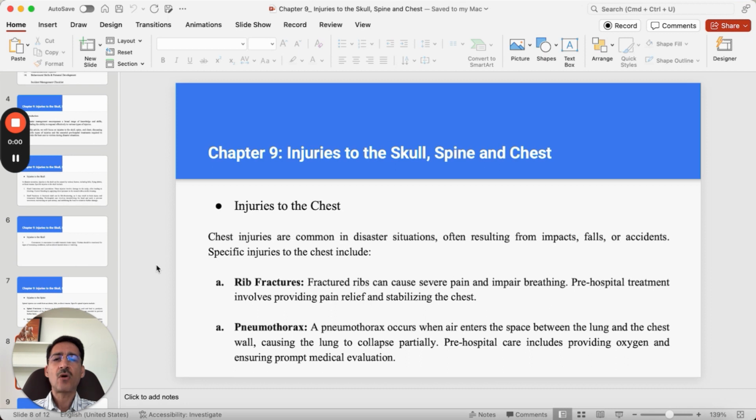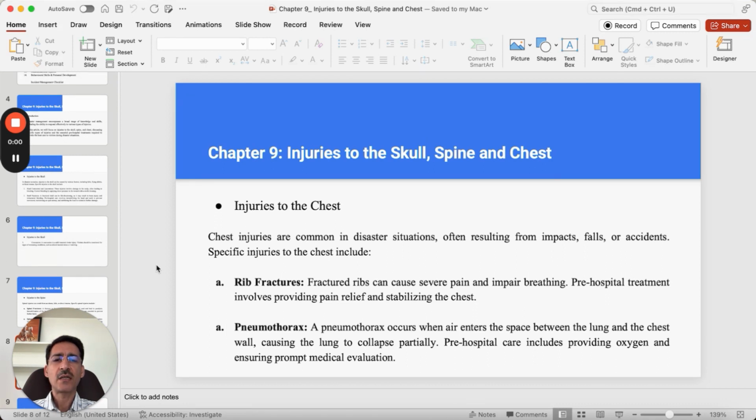Chest injuries are common in disaster situations, often resulting from impacts, falls, or accidents. Specific injuries to the chest include rib fractures. A fractured rib can cause severe pain and impair breathing. Pre-hospital treatment involves providing pain relief and stabilizing the chest.